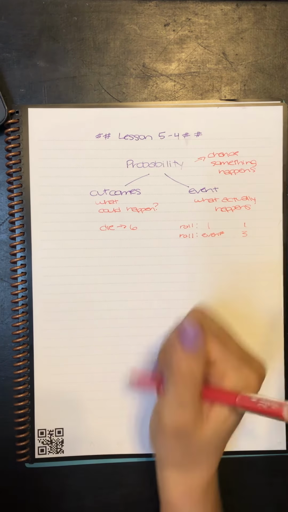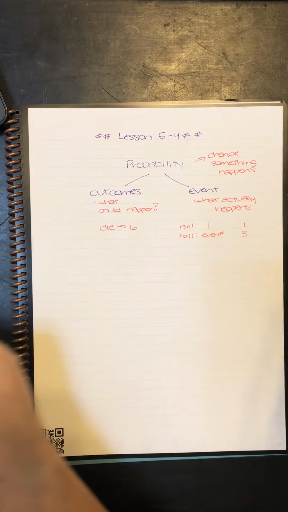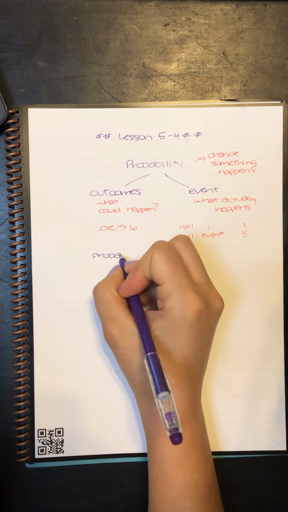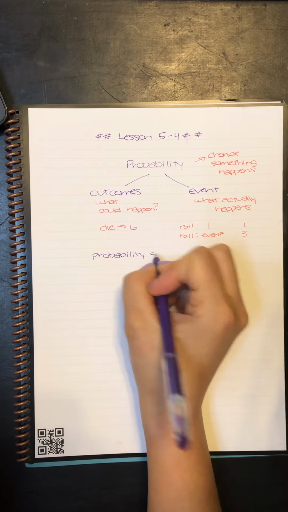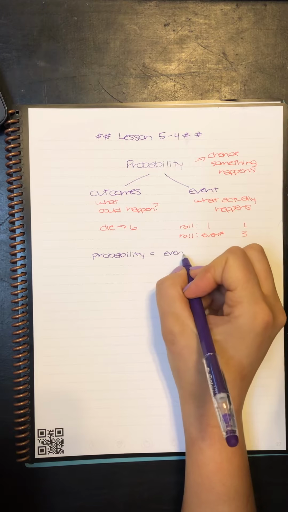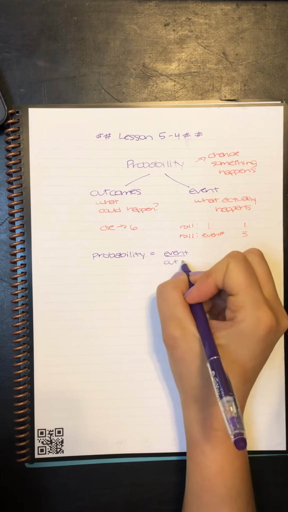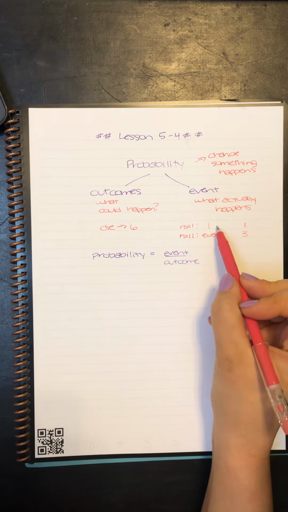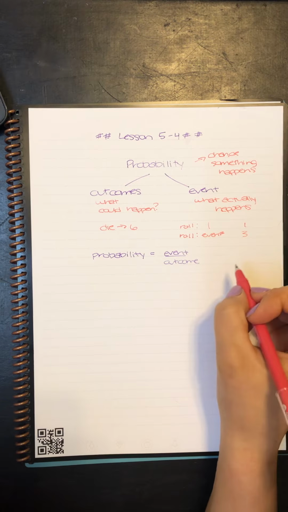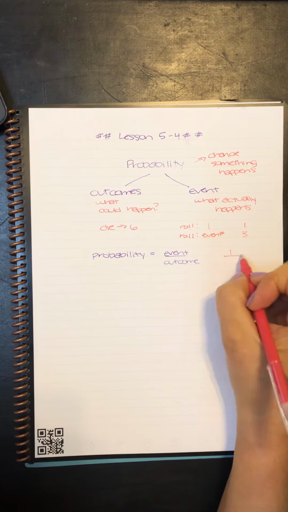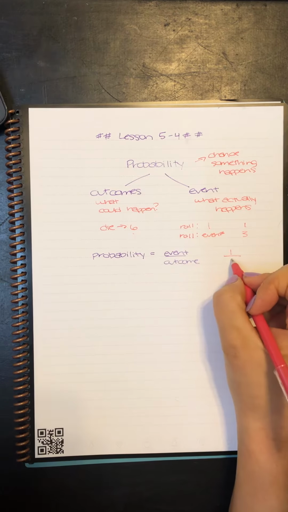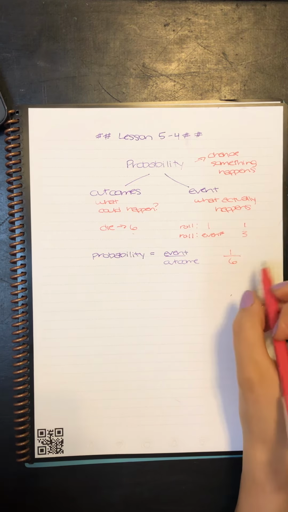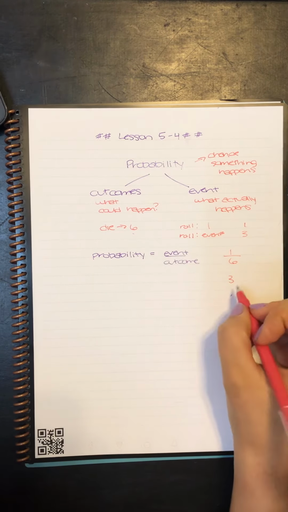And so we express probability by the events over outcomes. So probability is a fraction or ratio that's equal to event over outcome. So our number of events over number of outcomes. So if we're talking about rolling a 1 on a die, we have 1 chance of that being correct, and so that would be 1 out of 6 possible options. Or if I'm talking about rolling even numbers, I have 3 chances to be correct out of 6 possible options.